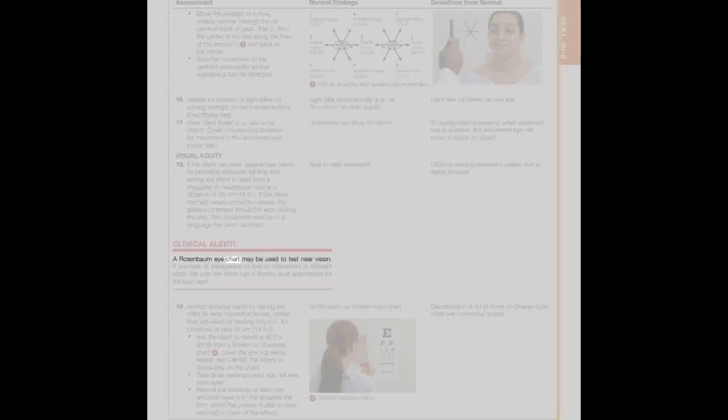A Rosenbaum eye chart may be used to test near vision. It consists of paragraphs of text or characters in different sizes. Be sure the client has a literacy level appropriate for the text used.